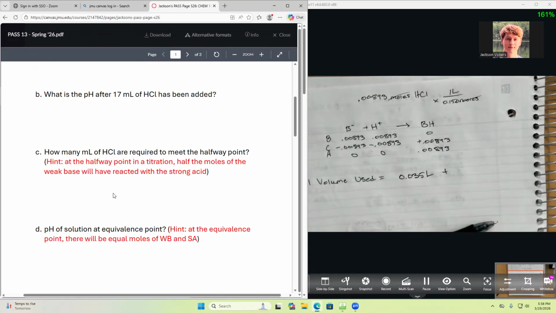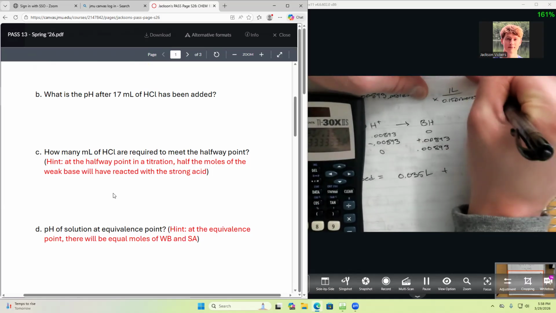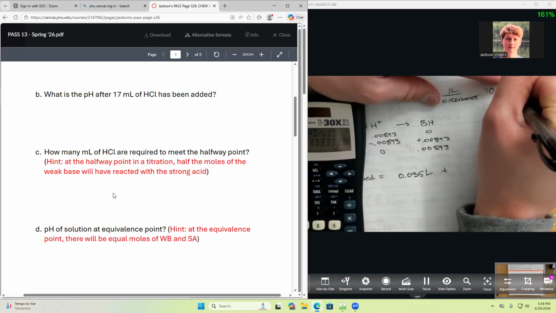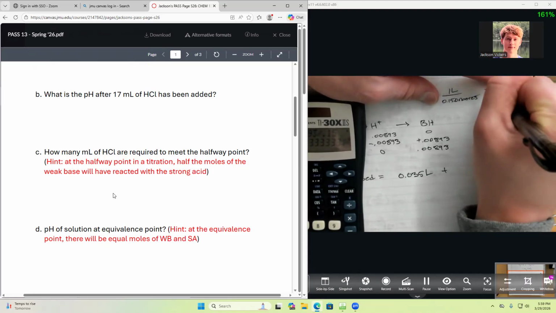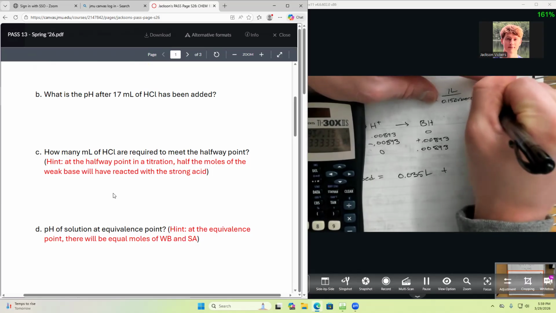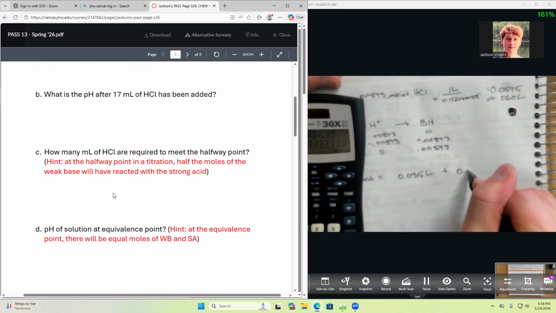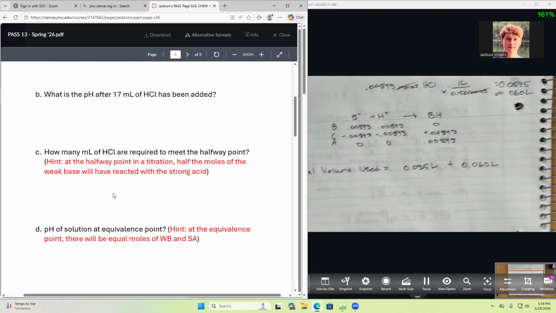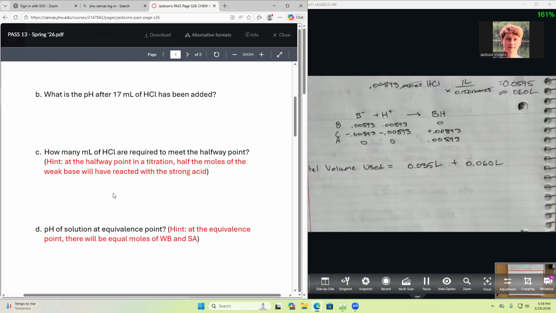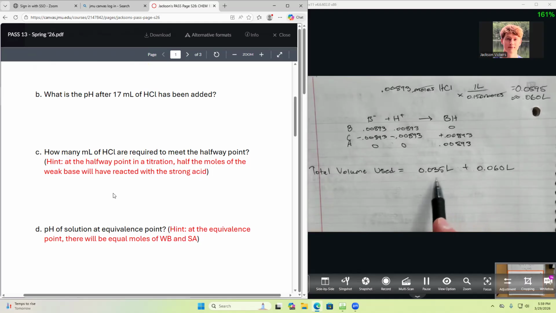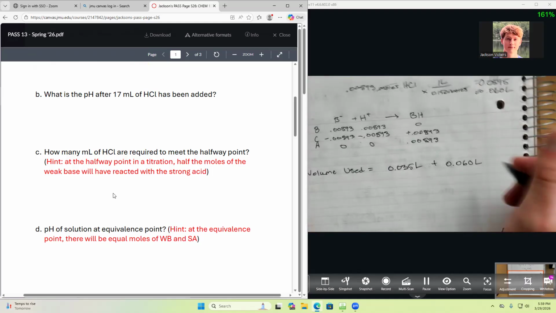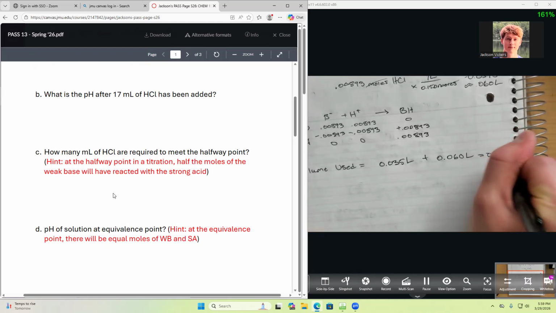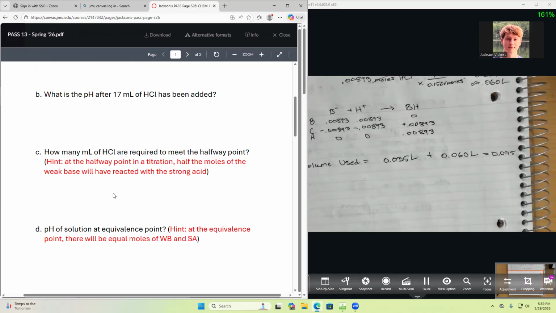So 0.00893 divided by 0.15 is 0.0595. So about 0.060 liters. So again, this is why I'm saying these are tough problems. It takes a lot of steps. And on a test, if he gave you something like this, he would definitely break it up into a couple of questions. But we have 0.035 liters plus all of the volume of our strong acid, and that's 0.06 liters. So the total volume here is 0.095. And now we can do the ice table, right?